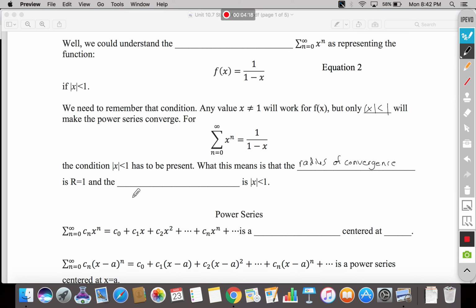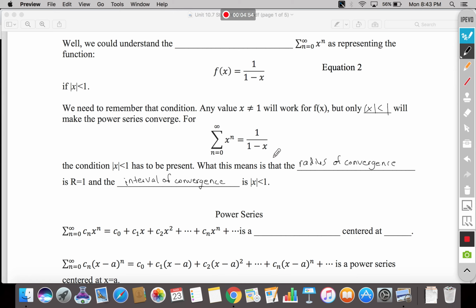And the interval of convergence is the absolute value of x is less than 1. Now, we're not going to talk a whole ton about these two things today, but this is important, that this power series equals 1 over 1 minus x only for absolute value of x less than 1. That's the interval of convergence. So the radius, how wide is that space on each side of x equals 0? It's 1, plus or minus 1 from x equals 0.